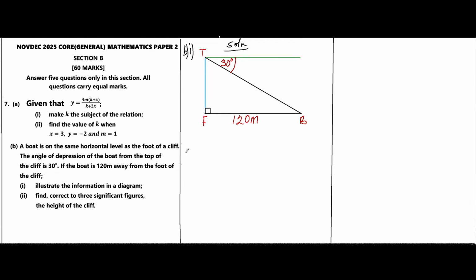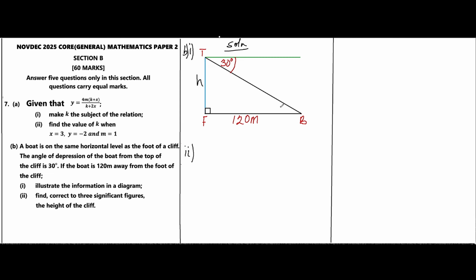(ii), we are to find, correct to three significant figures, the height of the cliff. So the height of the cliff, that is line TF. I'm representing the height of the cliff as h. So line TF is h. So now, how do we solve for h? We could see that we have a right angle triangle, that is triangle TFB. That is our right angle triangle. We know the length of FB as 120 meters.